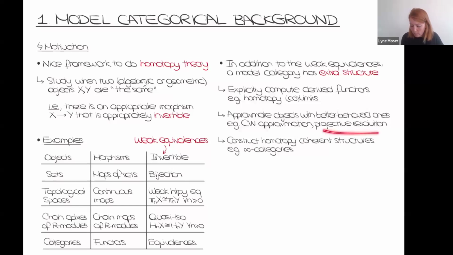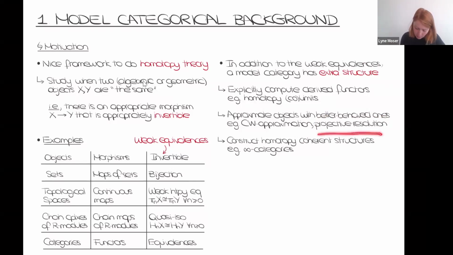The other example, maybe more algebraic, is if you start with an R module and you want to compute its projective resolution. This could also be done, for example, in a model structure. So these are the types of approximations of objects that I want to mention. And we will see a bit more abstractly what I mean by this in a moment.